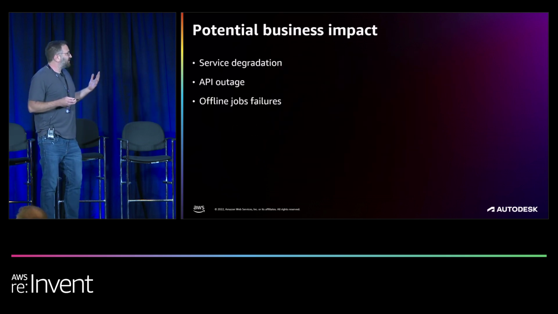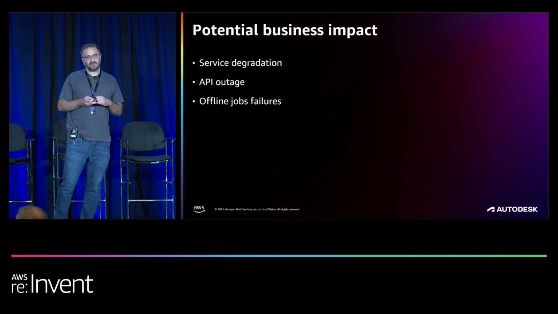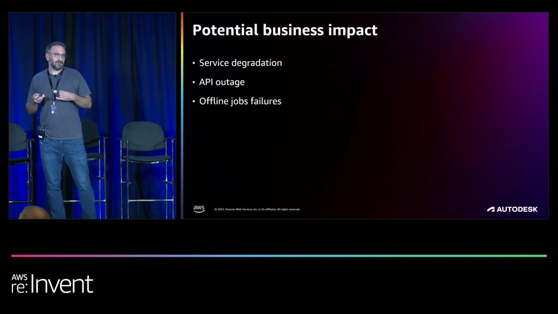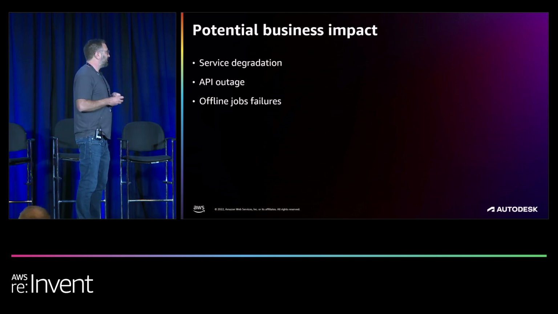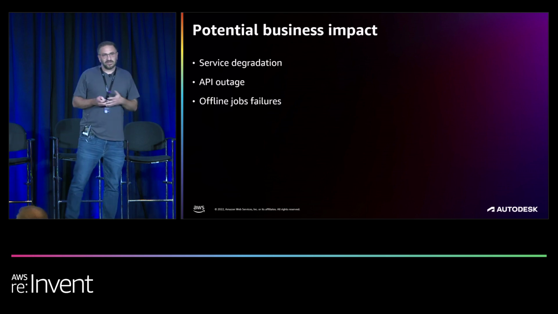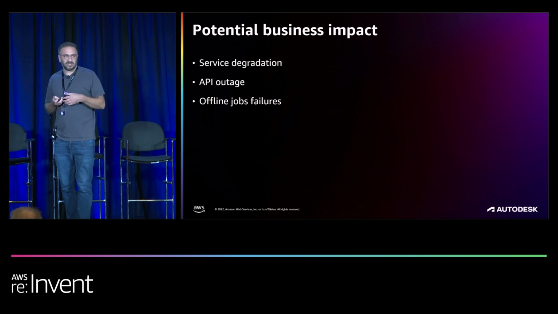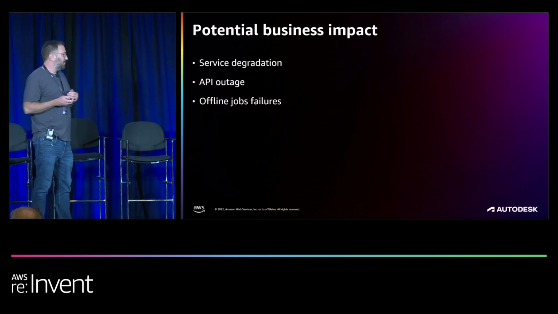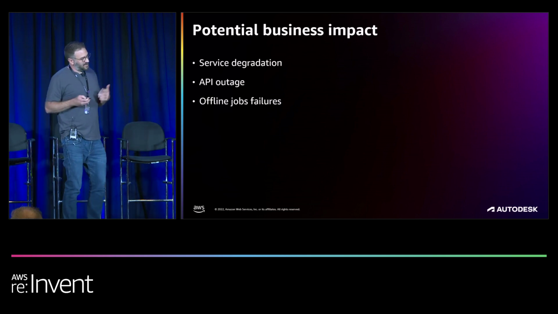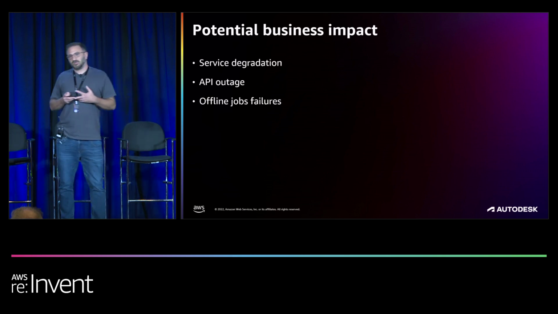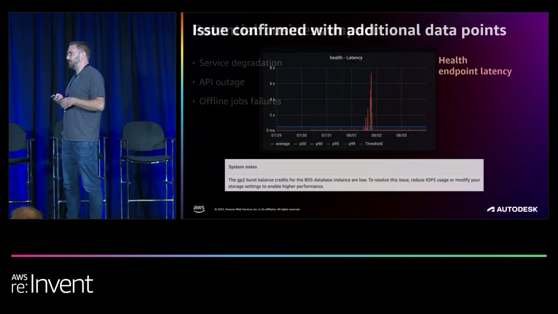The potential business impact of such an incident, of course, is service degradation, meaning we're going to breach our SLAs with our customers. API outage, meaning our third-party applications that are consuming our APIs will suffer from outages as well. And offline job failures, meaning emails, notifications, and batch processing jobs would fail.